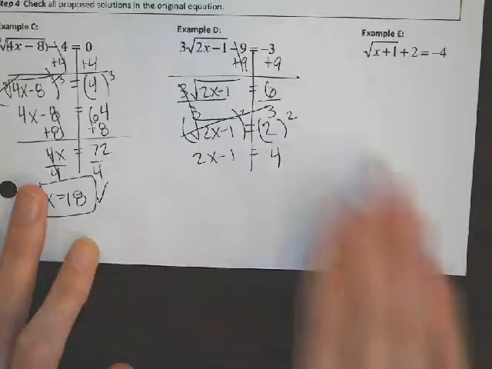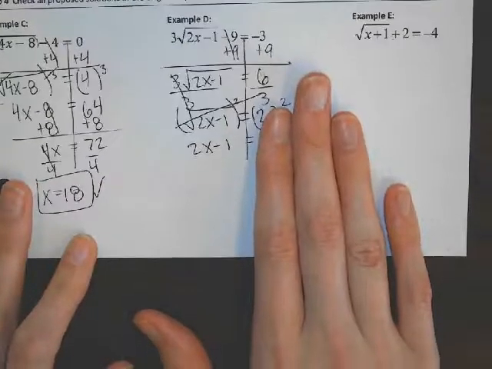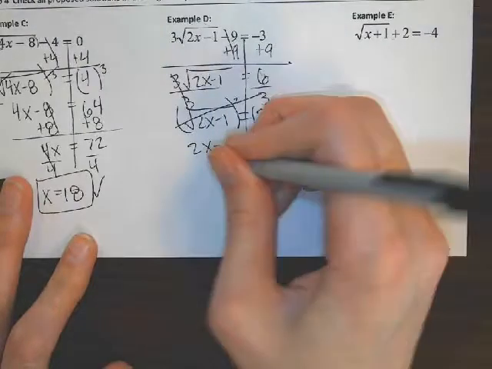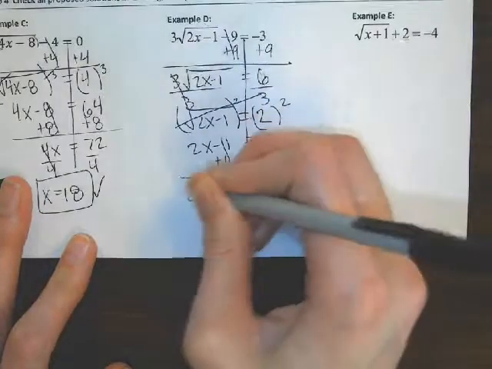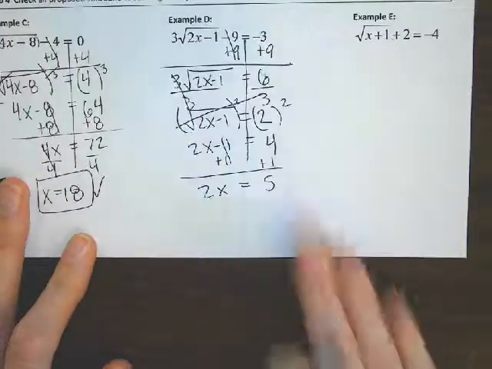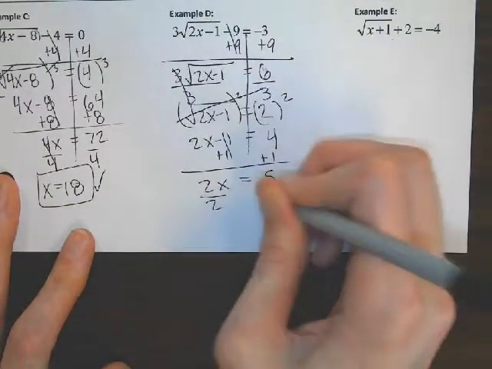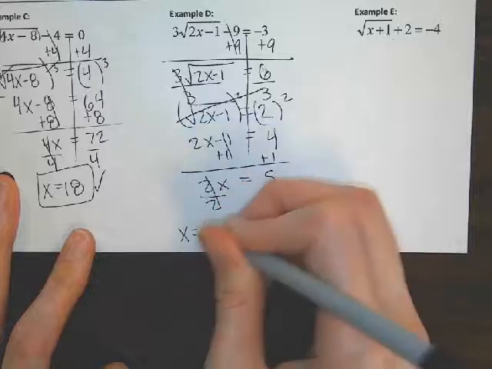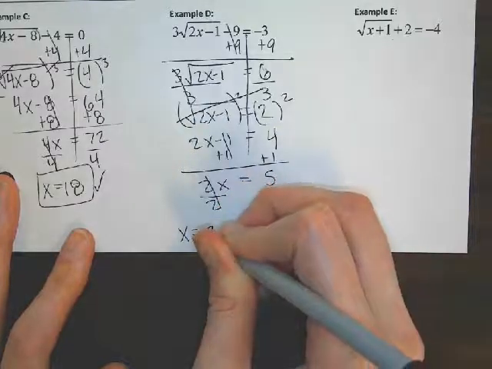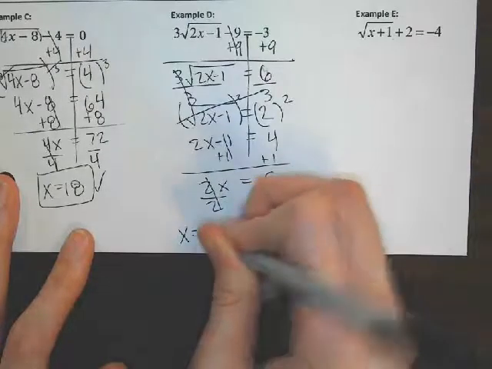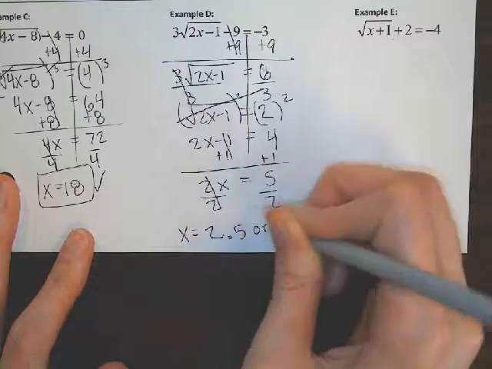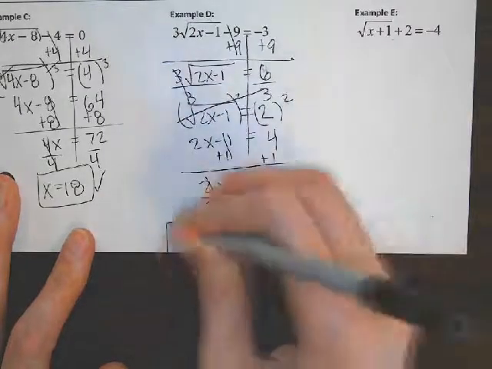Okay, so we cover up the 4. Furthest thing from x is the 1. Add 1 to both sides. Cover up the 5. How to get rid of the 2 that's attached? Which means we get x equals 5 over 2, or we could have left it as 2.5. Either or.